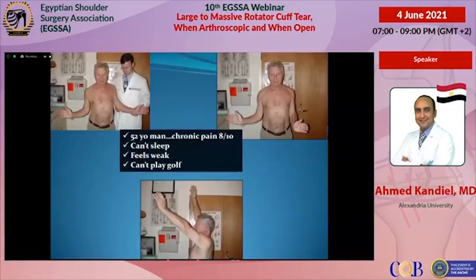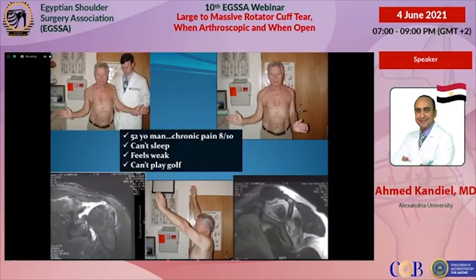I'm going to show you an interesting case. This is a 52-year-old man who had a chronic pain, which was about 8 out of 10. He couldn't sleep and he felt weakness. And he stopped playing golf because of that. As you can see in the MRI, there is a severe retraction and tear of the supraspinatus and infraspinatus tendon. And this was his MRI.